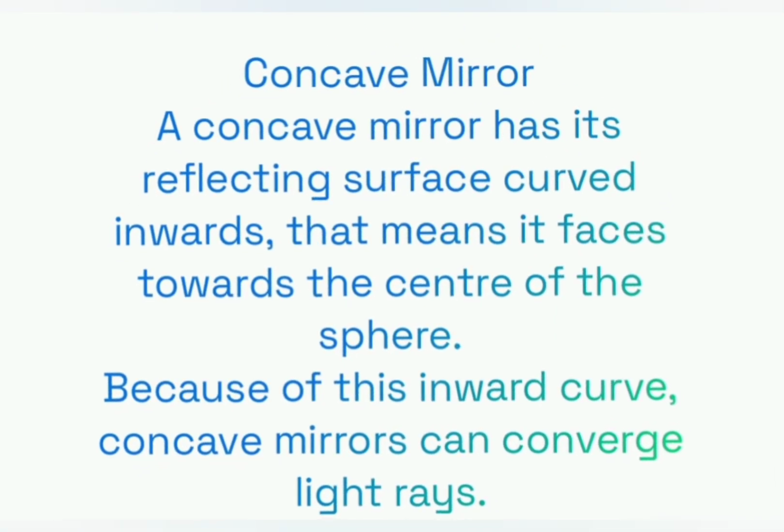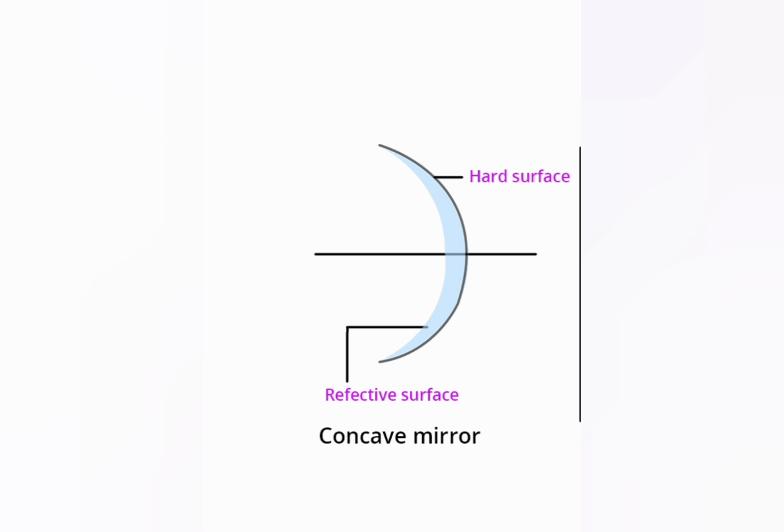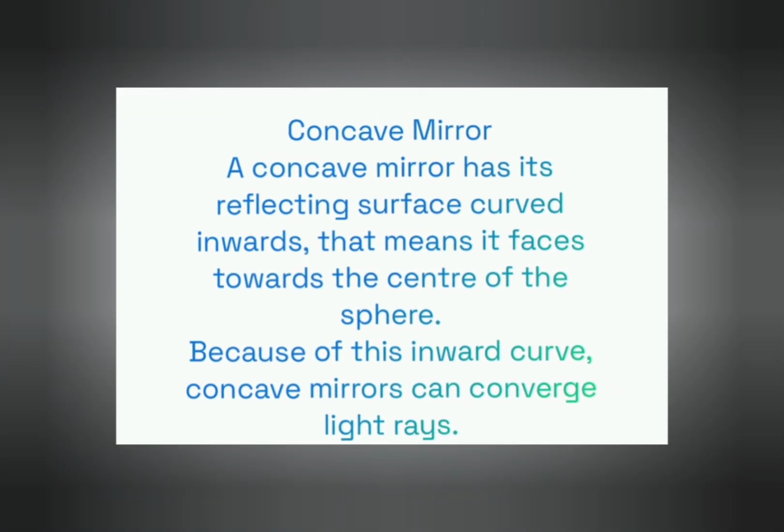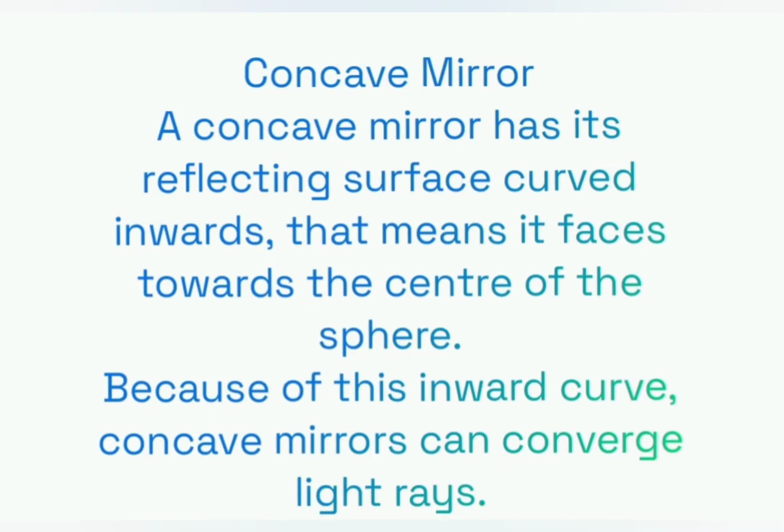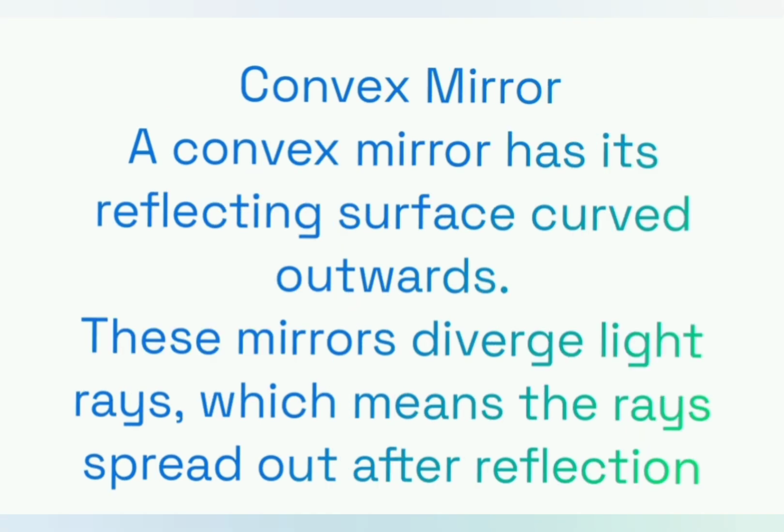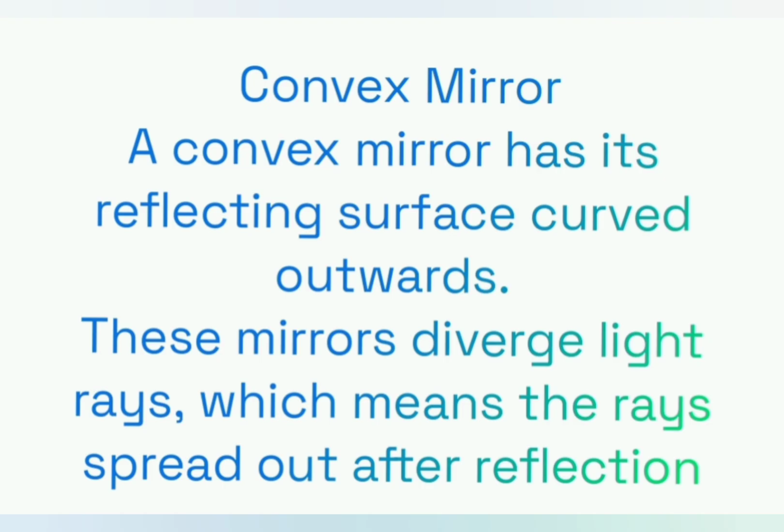Okay, then what is meant by concave mirror? A concave mirror has its reflecting surface curved inwards. That means it faces towards the center of the sphere. I'll explain what is meant by center of curvature, everything I'll explain. So you just remember the definition. Because of this inward curve, a concave mirror can converge light rays. Next, convex mirror. A convex mirror has its reflecting surface curved outwards. This mirror diverges the light rays, which means the rays spread out after reflection.